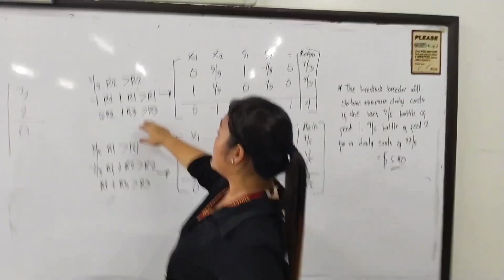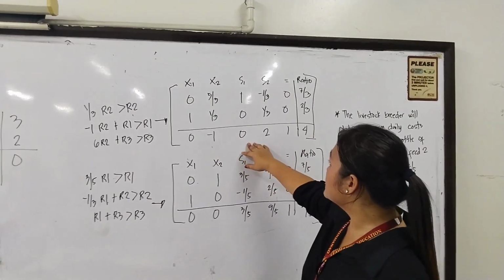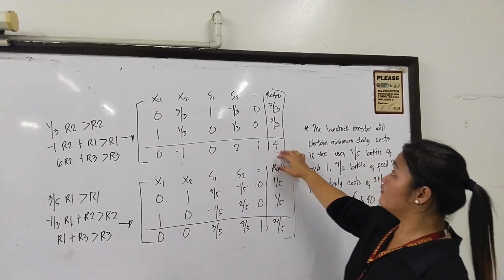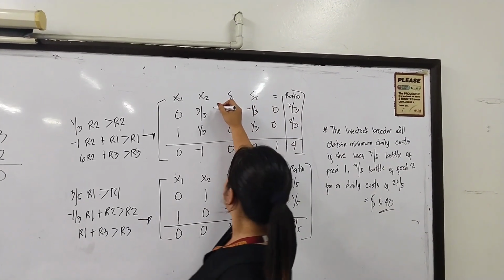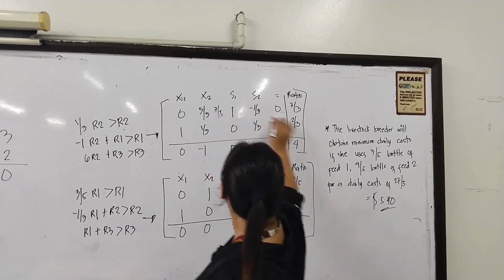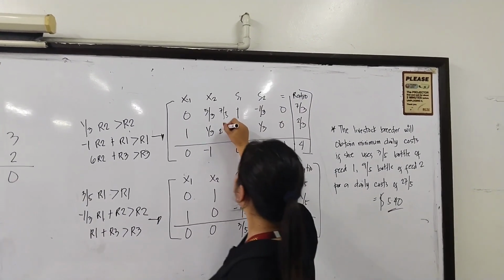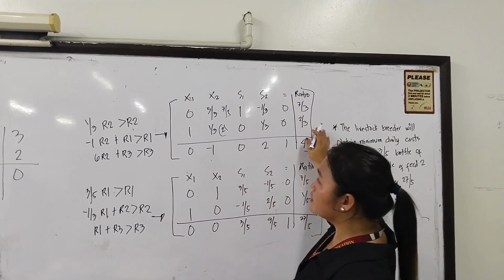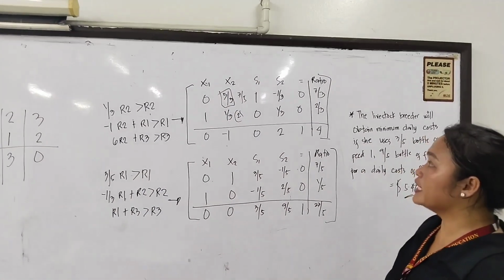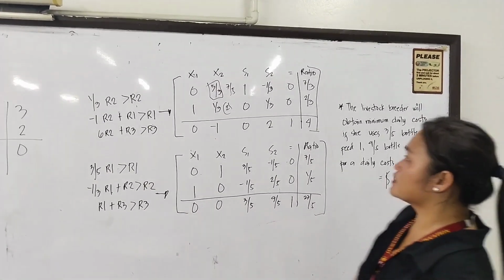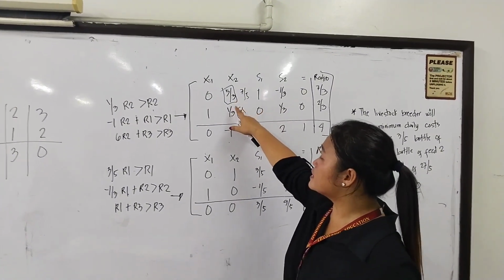6 R2 plus row 3 goes to R3. So 0, negative 1, 0, 2, 1, 4. So 7/3 into 5/3, it gets 7. 2/3 into 1/3, we get 2. So we have now our new pivot, this 5/3, because if we choose the other we get a negative. So our new pivot here is 5/3.